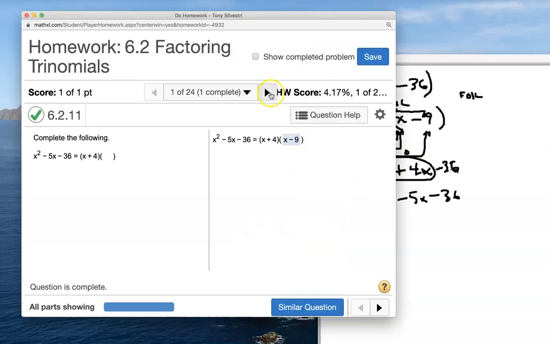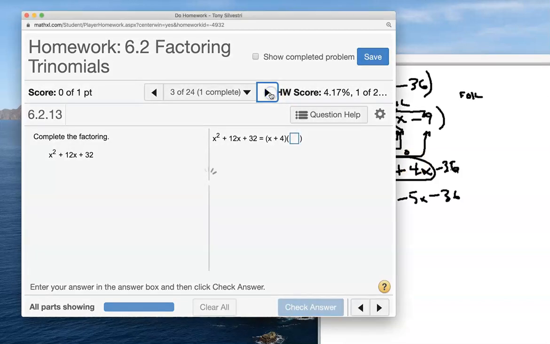Let's see if we can do the next one. Let's do every odd one. Okay, let's do every odd one like this. I would like to do every odd one. All right, we'll do every odd one like that.